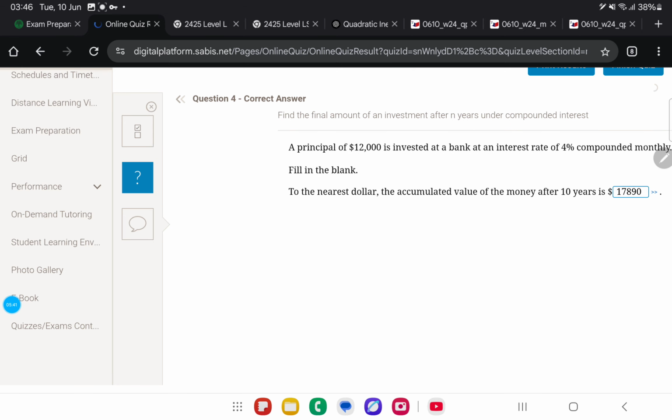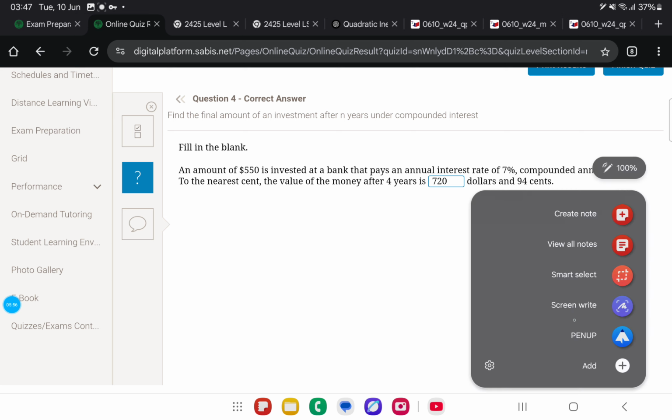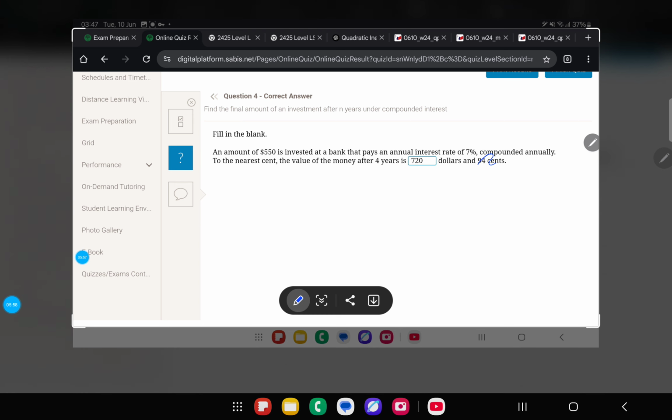Now for question 4, the final question. An amount of $550 is invested at a bank that pays an annual interest rate of 7% compounded annually. To the nearest cent, the value of the money after 4 years is what? Okay. See here, they gave us a hint. They told us what the decimal will end with. So we can know if you got 0.94, you know it's correct.